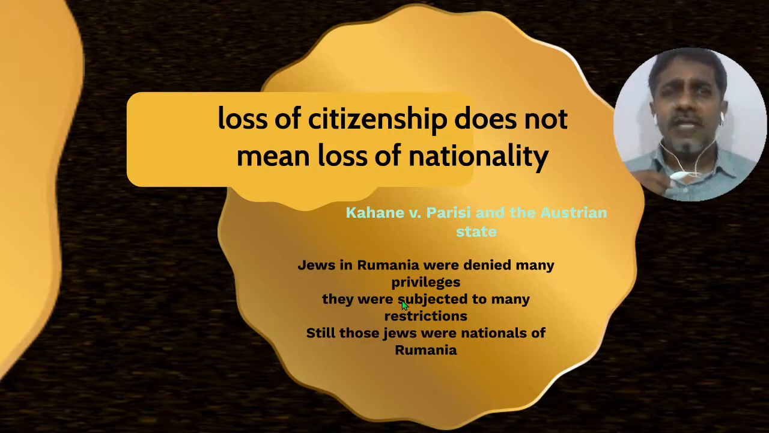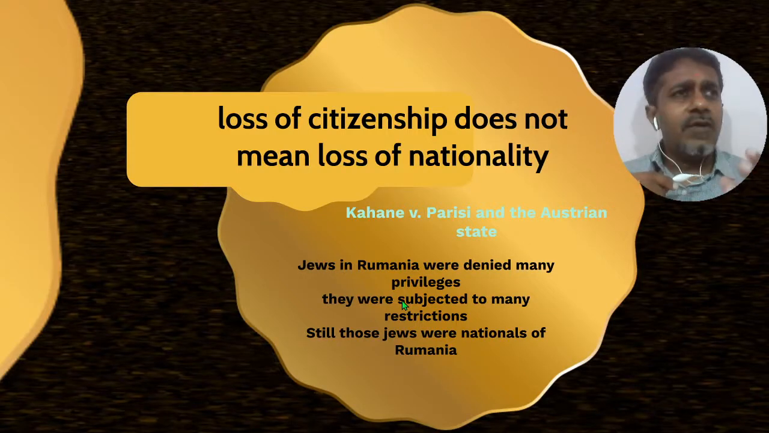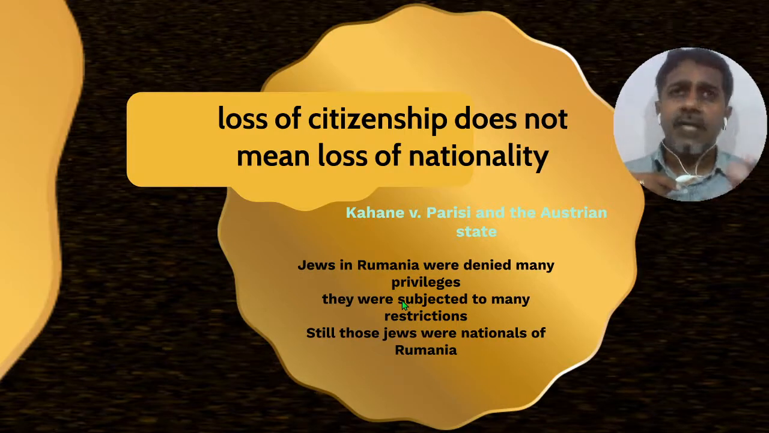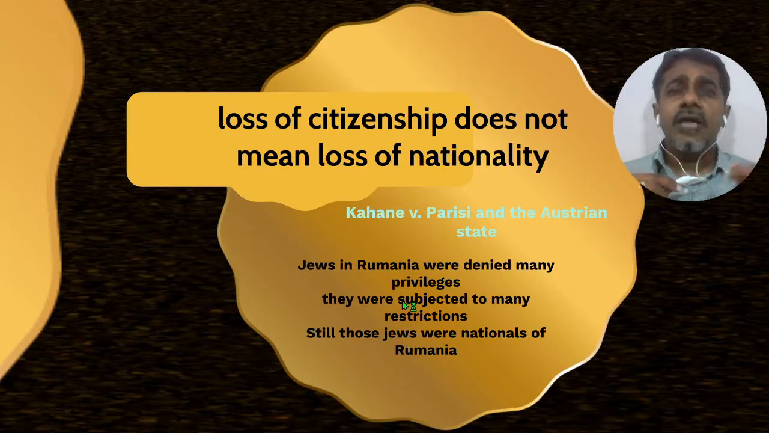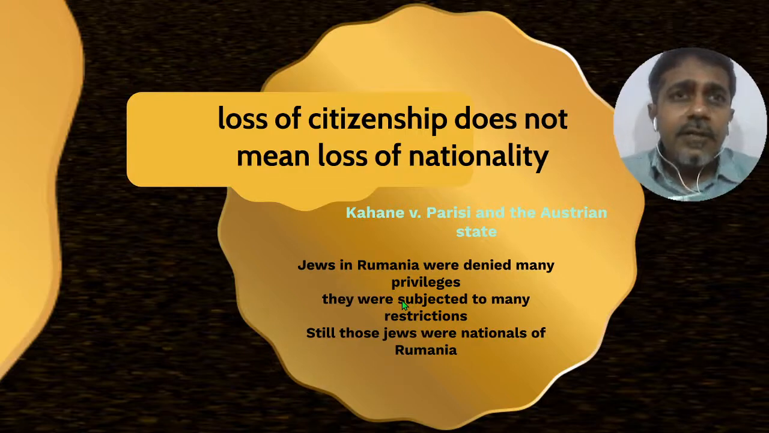Romanian state law might have denied citizenship rights to Jews. In spite of them being denied citizenship rights, they continue to be nationals of Romania. Similar things we also discussed under company law, where we spoke about a company becoming a citizen. Is it possible? Not at all possible. Companies are artificial persons, legal persons. They have no independent existence of their own. They cannot think, therefore they cannot be citizens.